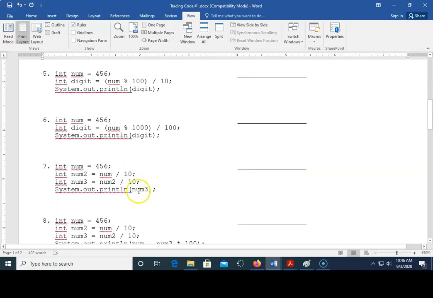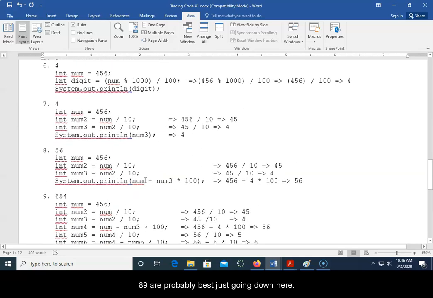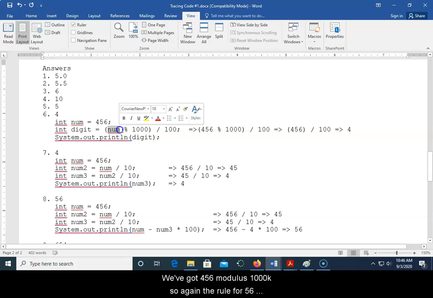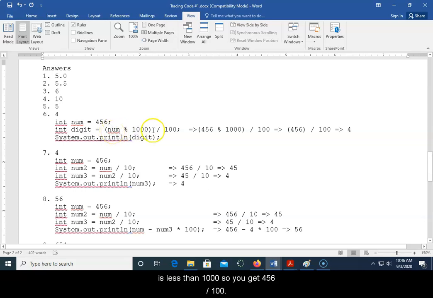6, 7, 8, and 9 are probably best just going down here. So you've got the num 456, and we've got 456 modulus 1000. Okay, so again, the rule: 456 is less than 1000, so you get 456 divided by 100. That gives you 4. Because really in real life it would be 4.56, but these are ints, so the 0.56 gets chopped off, and so your final answer for digit is 4.